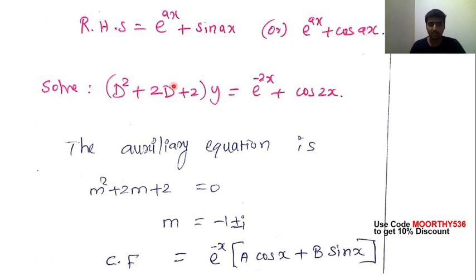Solve (D square plus 2D plus 2) y equal to e power minus 2x plus cos 2x. So this is the LHS. Solve. We have to identify both the complementary function as well as the particular integral. Here there are two particular integrals, particular integral 1 and particular integral 2. First we identify the complementary function for the given differential equation. Before moving to the complementary function, first we need to replace the letter D by some other letter, because capital D stands for the differentiator.